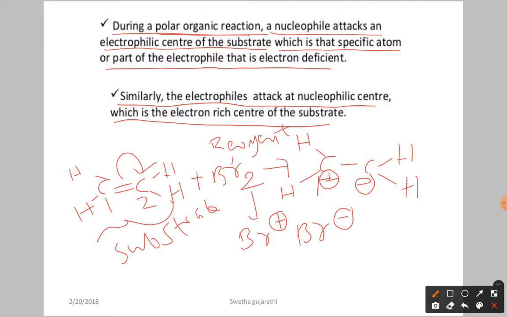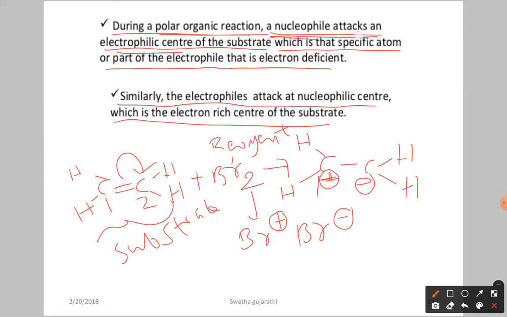So what happens during a polar organic reaction? Polar organic reaction means there is a formation of carbocation and carbanion intermediates. Now here you can see we are going to form carbocation and carbanion intermediates. A nucleophile attacks an electrophilic center. Four words are there: electrophile, nucleophile, electrophilic center, nucleophilic center. You already came to know what an electrophile and a nucleophile are.